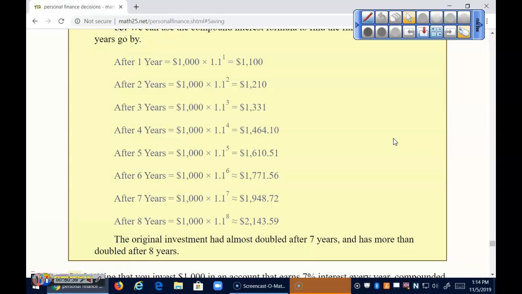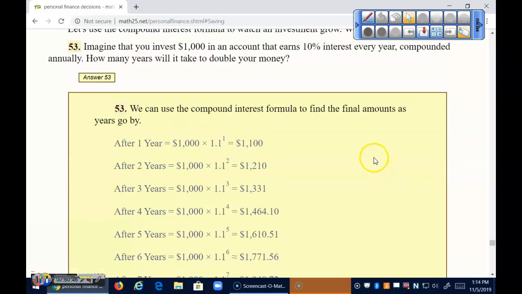That's only for 7% interest? 10% interest, 1.1. And that's why it's 0.1? That's why it's 0.1, because it's 10%.